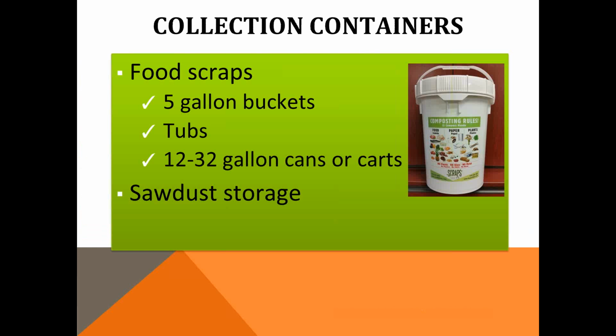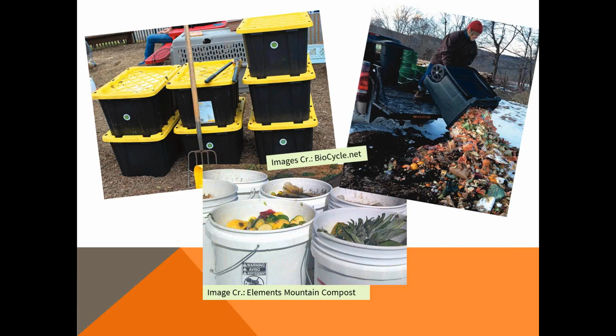So for collection containers, this is how you can gather your materials on site and how you'll collect your food scraps when people bring them in. I recommend a 5-gallon bucket or a tub or a 12 to maybe 32-gallon can or cart. Some people are using metal garbage cans. And then you always want some sawdust on hand as well. I recommend sawdust for covering the food scraps, and we'll go back over that. Bear in mind that food scraps get really heavy, so you don't want anything too big that you can't maneuver and put your food scraps in and then put those into your composting system. So you've got to be able to handle that.